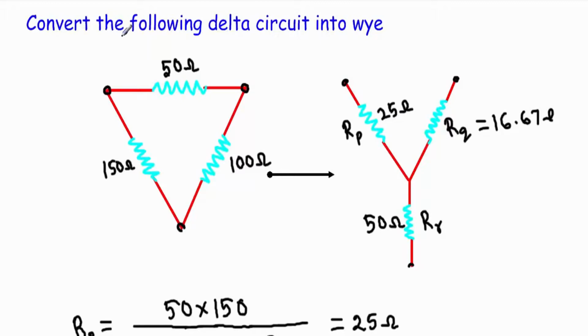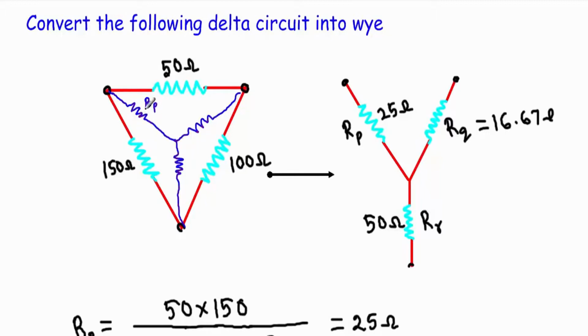Here we are asked to convert this delta circuit into a Y circuit. If I convert this delta circuit into a Y circuit, then our circuit will look like this. Let's say this is our Rp.